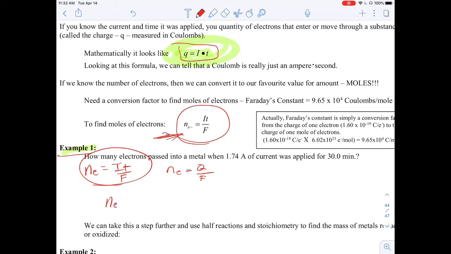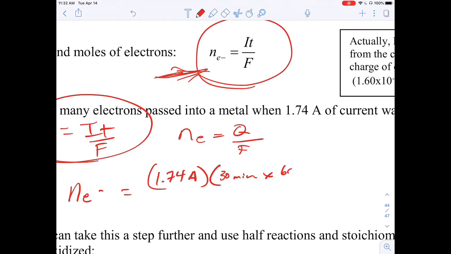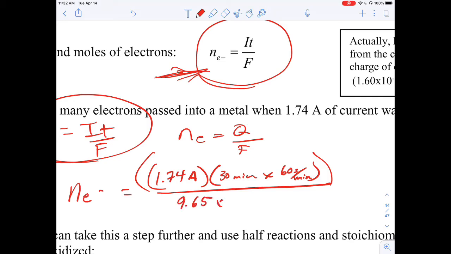They want to know the chemical amount of electrons. The current is 1.74 amps, and the time is going to be 30 minutes. So it's going to be 30 minutes times 60 seconds per minute, and I need to put all of that in brackets, divided by 9.65 times 10 to the 4 coulombs per mole of electrons.